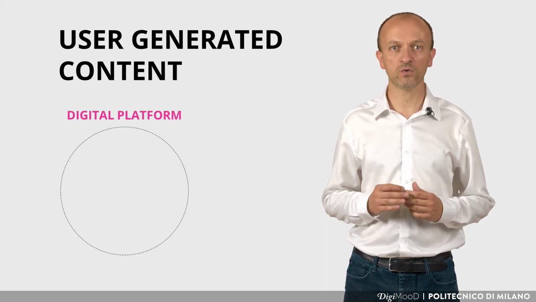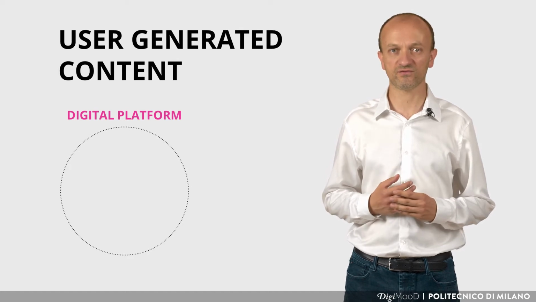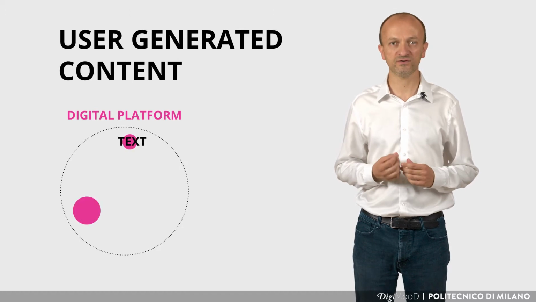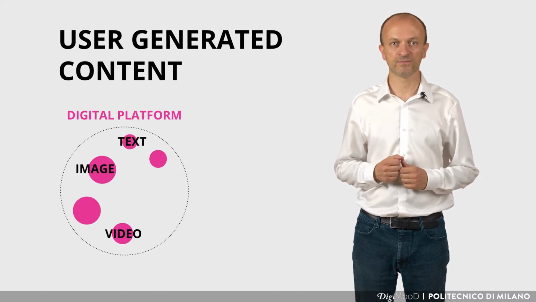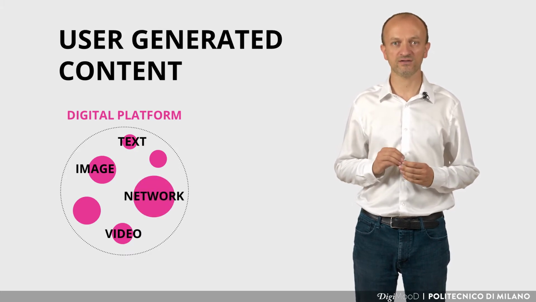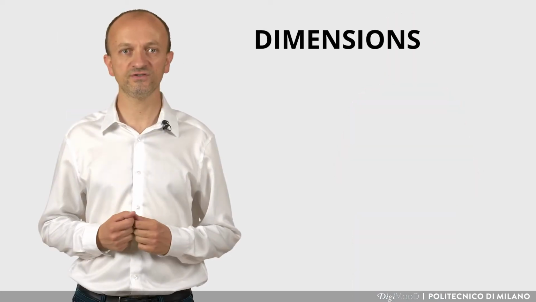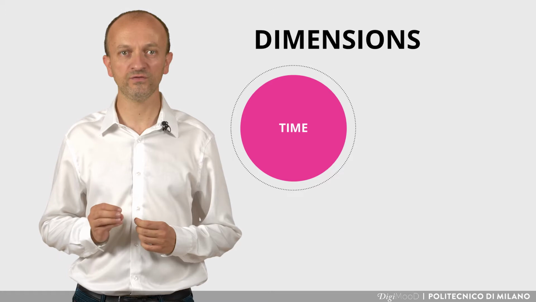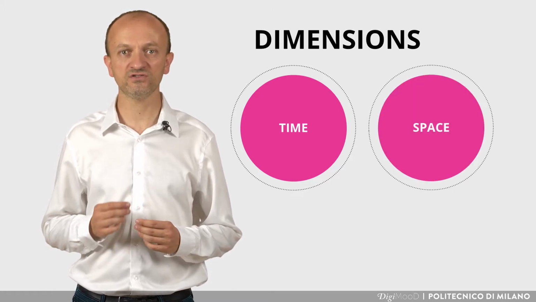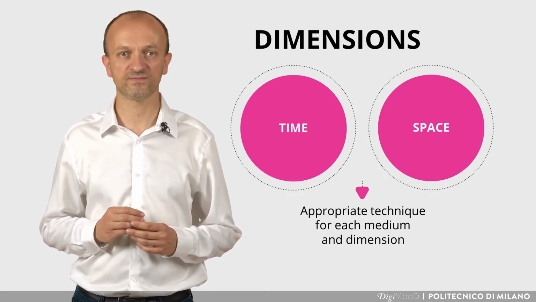That is, all the content that users in the consumer category produce on digital platforms. This content can be in text format, images, and videos. We also include the relationships and interactions that are created between people within social networks. Such content evolves over time and often also has geographical relevance. Therefore, it's interesting to study them also according to these dimensions.